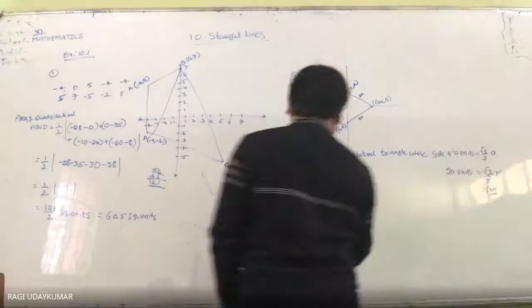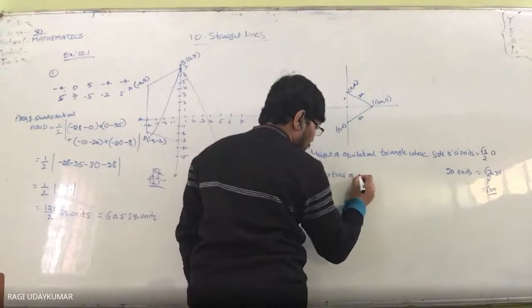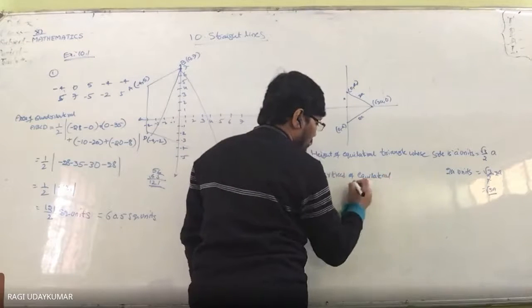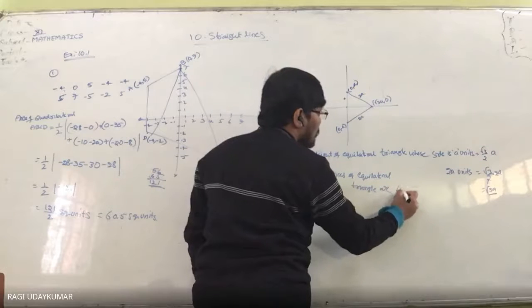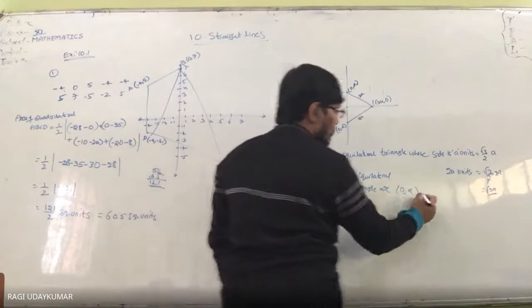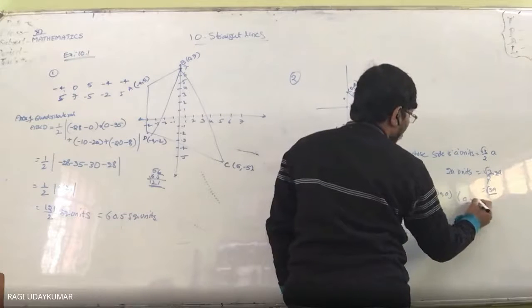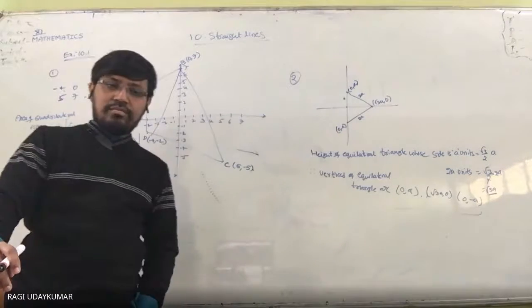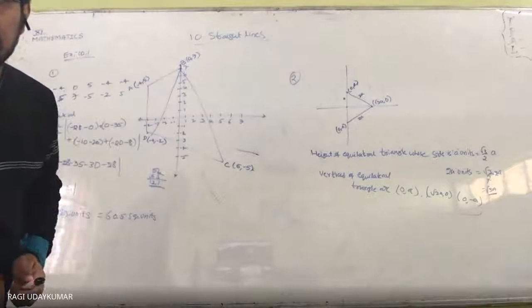Therefore the vertices of the equilateral triangle are 0 comma A, root 3A comma 0 and 0 comma minus A. These are the vertices. Did you understand?